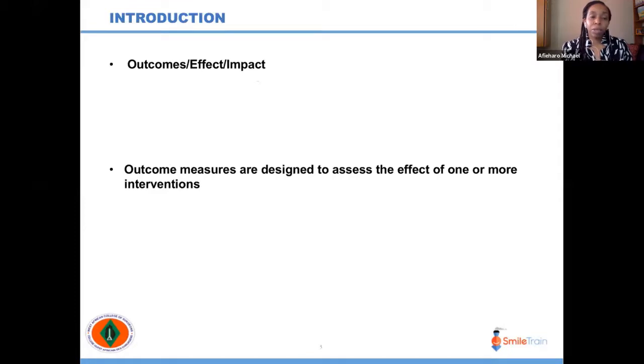So outcomes, essentially, other synonyms could be effect or impact. So in other words, what's the effect of our intervention on cleft care on these patients, or what's the impact that we're making? And outcome measures are designed to assess these on our interventions.